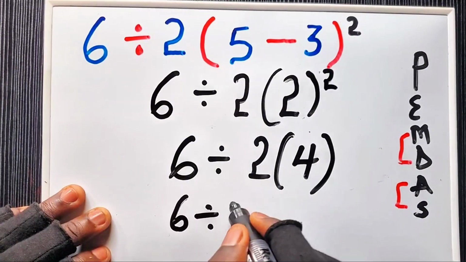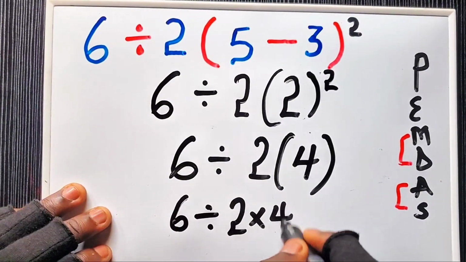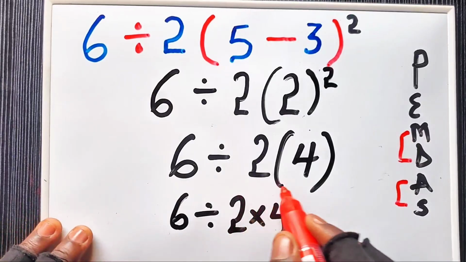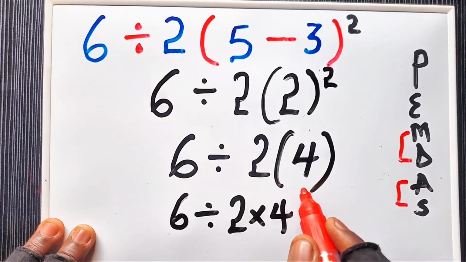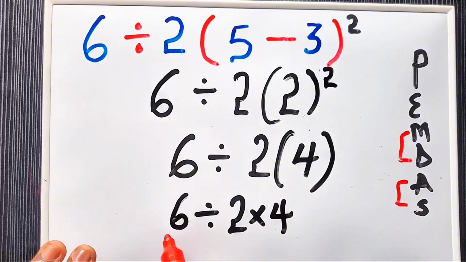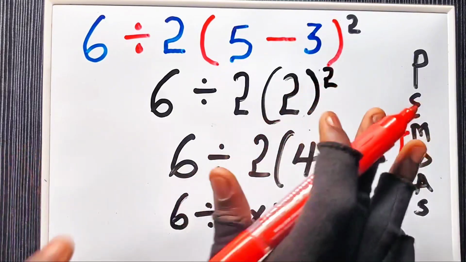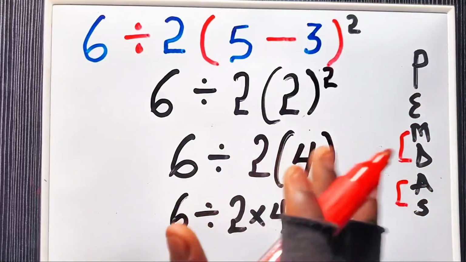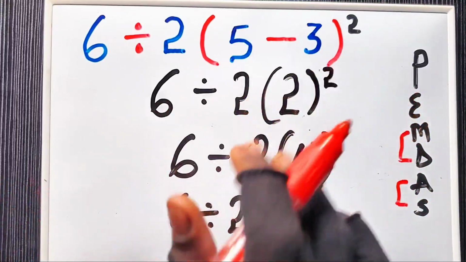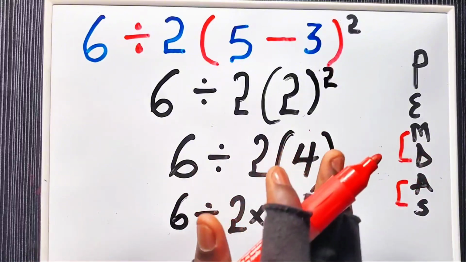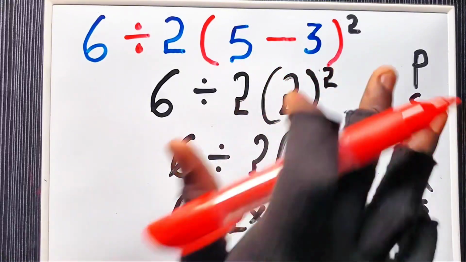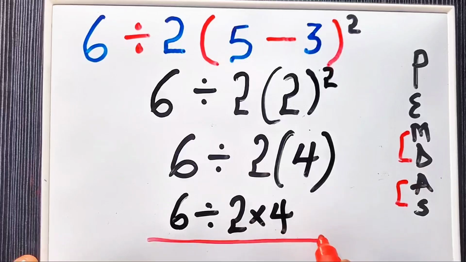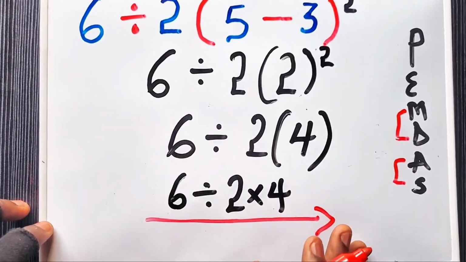6 divided by 2 multiplied by 4. That 2 parenthesis 4 becomes 6 divided by 2 times 4. Okay, there is no bracket holding them together anymore. This is where most students fail. PEMDAS does not say do multiplication first. It says division and multiplication left to right. Okay, so we start from left.